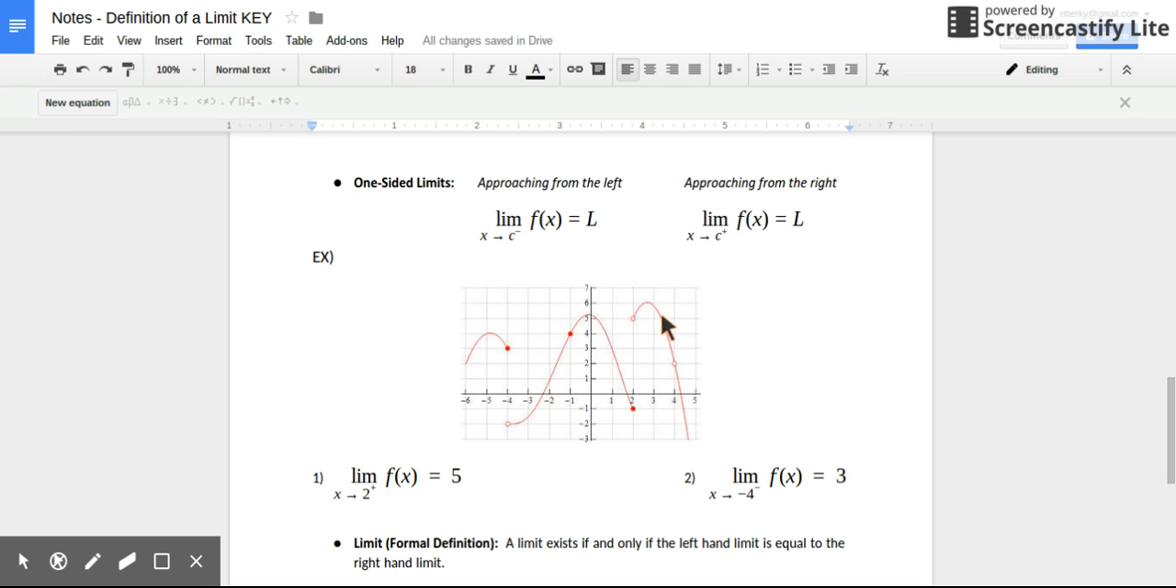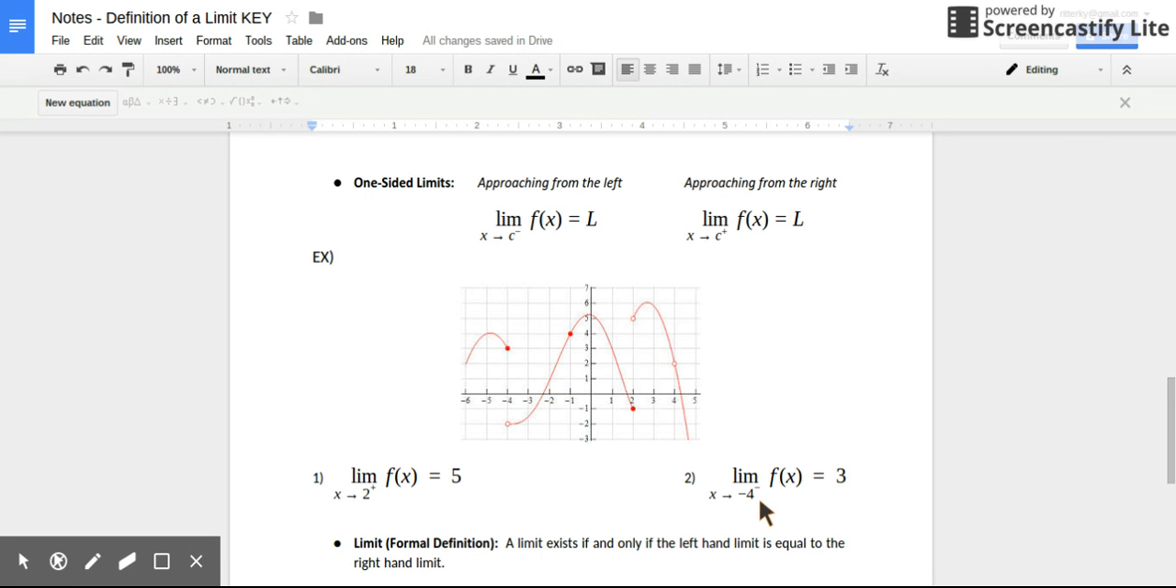And if we trace that graph all the way until we almost get to 2, my output is getting closer and closer to 5. So even though it's undefined, the limit is saying what is our output approaching. It's getting closer and closer to 5. So the limit of the function as x approaches 2 from the right is 5.